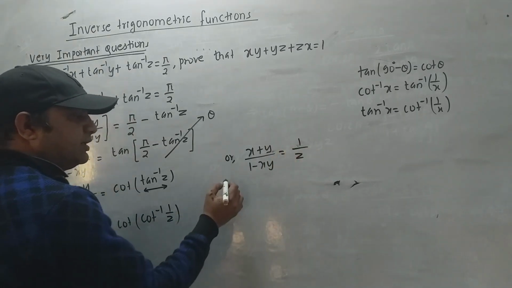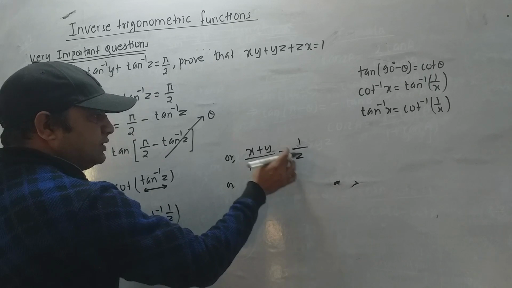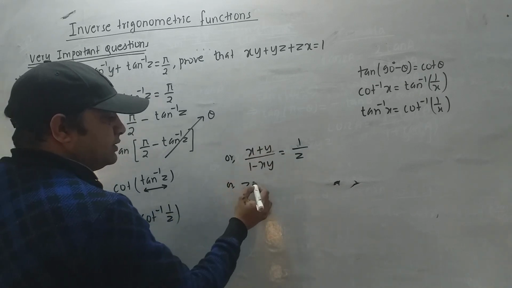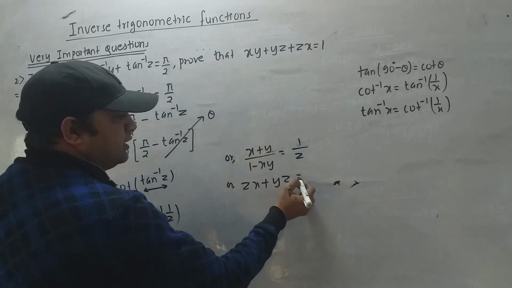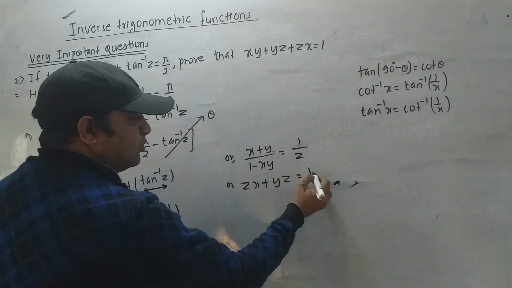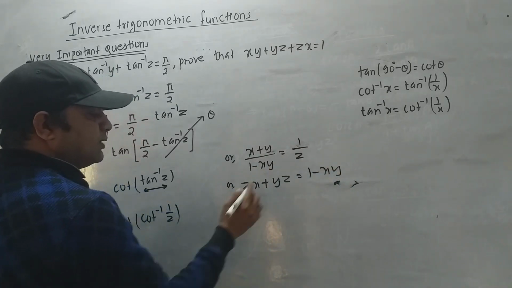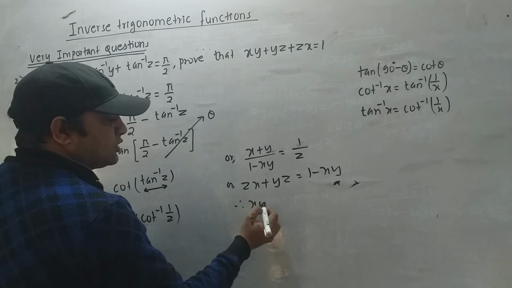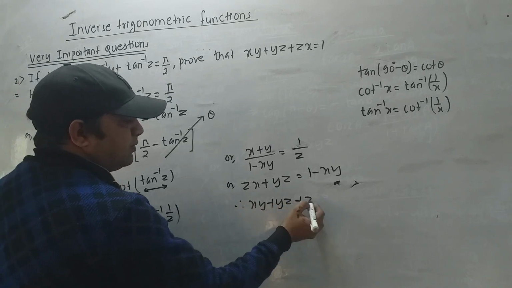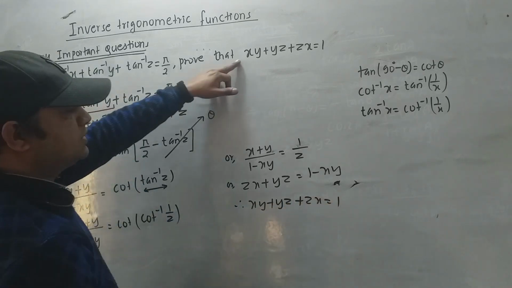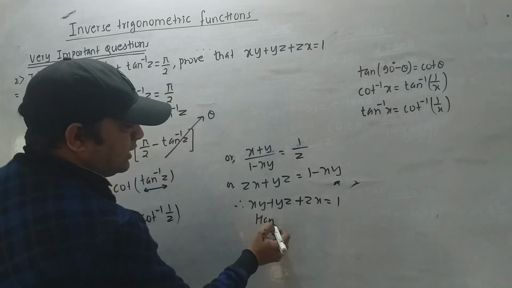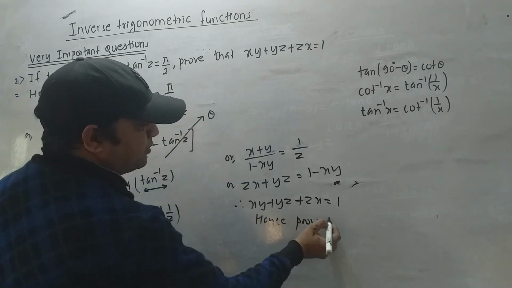Now cross multiply. This z will multiply here, so here it will be zx plus yz. This one makes no change: 1 minus xy. So xy goes to the next side. Therefore xy plus yz plus zx equals 1. So this is our requirement, which you were asked to prove. Hence proved.